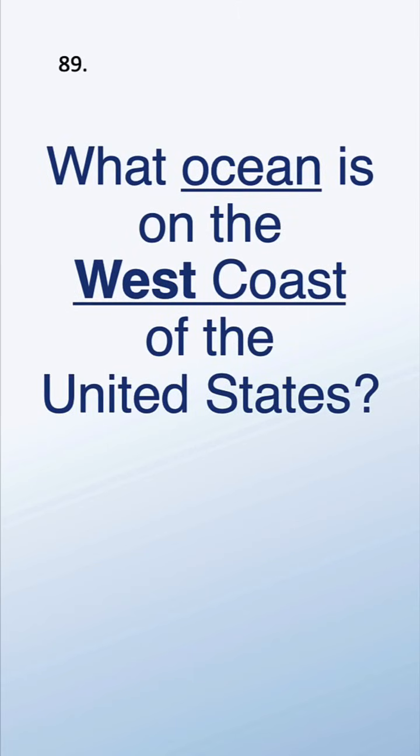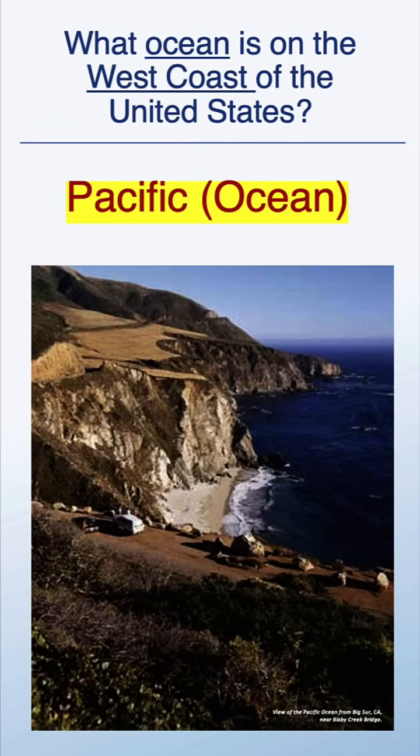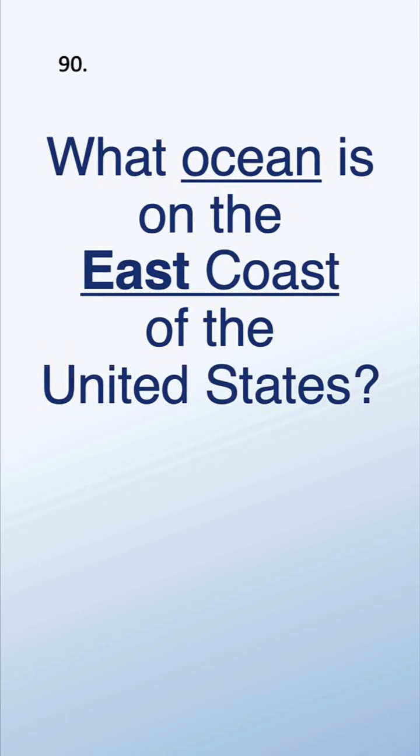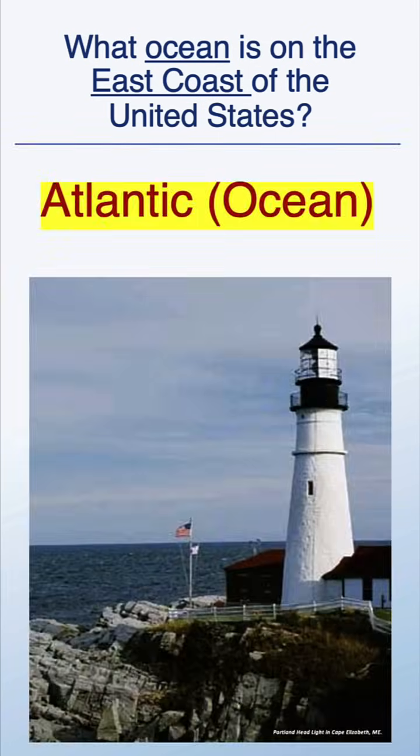What ocean is on the west coast of the United States? Ocean on the west coast is the Pacific Ocean. What ocean is on the east coast of the United States? Ocean on the east coast is the Atlantic Ocean.